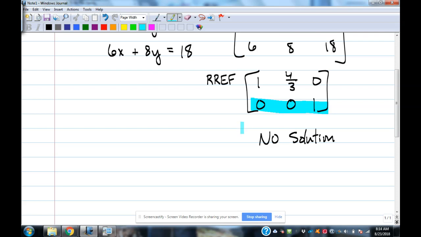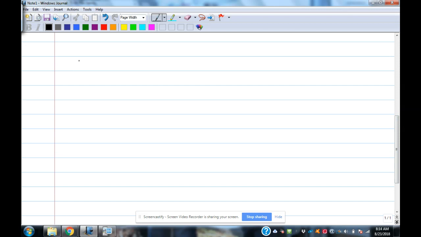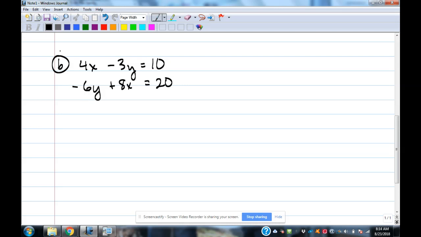Okay. So let's look at another system. We'll stick with 2 by 3 for just a minute, and then we'll get to 3 by 4. 4x minus 3y equals 10. Negative 6y plus 8x equals 20. That's our system. Tried to put a little spin on this one here, just to keep you honest. What spin did I put on it? I moved x and y in the second one, right?